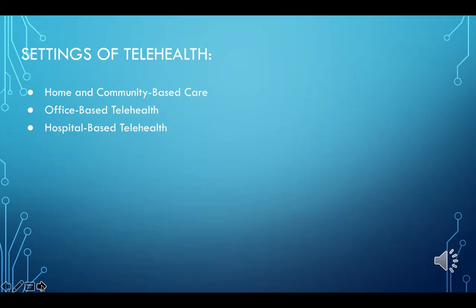Now that we know what telehealth is, I'm going to talk about the different settings where telehealth is used. There are many different settings, but we are going to focus on these three. First is home and community based care. This is common for patients with long term care and patients in nursing homes. Second type is office based telehealth. An example of this setting is when community health aides in rural areas need the service of a specialized provider.